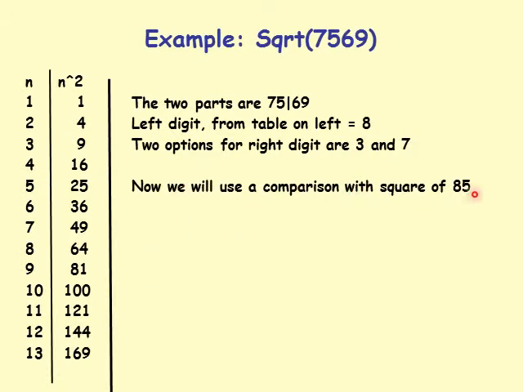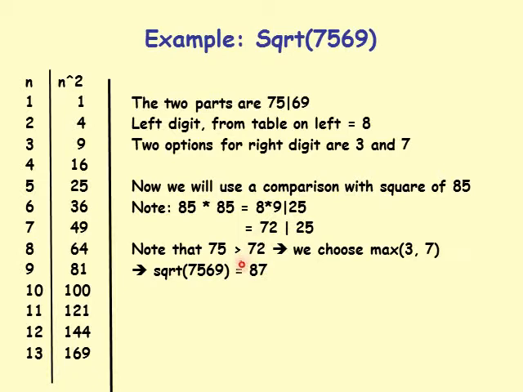Okay, we'll use a comparison with the square of 85. 85 is the average of 83 and 87. So 85 times 85 is 8 times 9, which is 72, and the right digit doesn't matter. We know it's 25, but we don't use it. So 72, and this number is 75. 75 is larger than 72. That means we'll use the larger option for the right digit. 7225, 75 is greater than 72, and we choose the maximum of 3 and 7. So that means the square root of 7569 is 87.